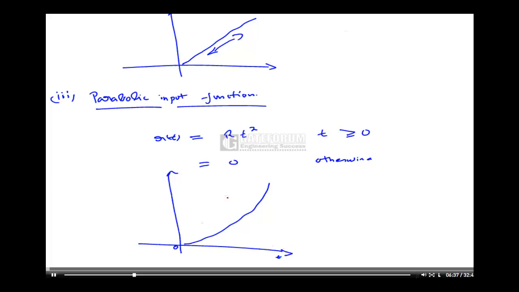So these are the three different types of standard test signals which we will use while doing our time domain analysis. Now the important point here is why only these three types. The reason is these three types are very general test signals. We can create any test signals using these three standard test signals. We will see this when we do certain problems, that certain test signals can be made using step, ramp and parabolic.